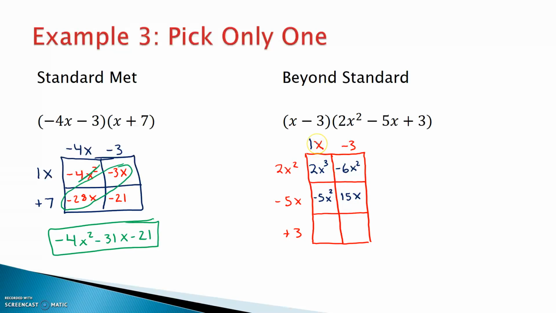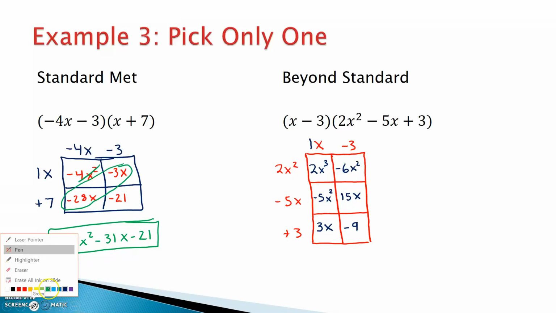Let's go down here. What is 1x times 3? That's just going to be 3x. And lastly, guys, what is negative 3 times a positive 3? That's going to be negative 9. So I have all my terms. The nice thing is that they're all nice boxes. Everything's organized here. It's just I have to collect these guys nice and neat together here.